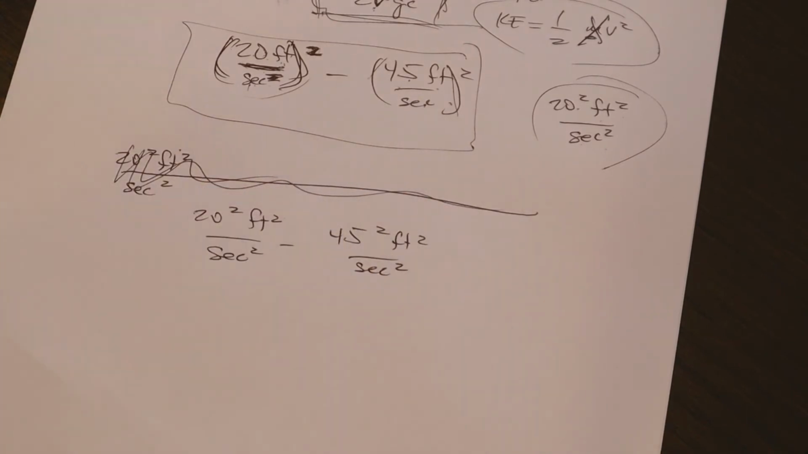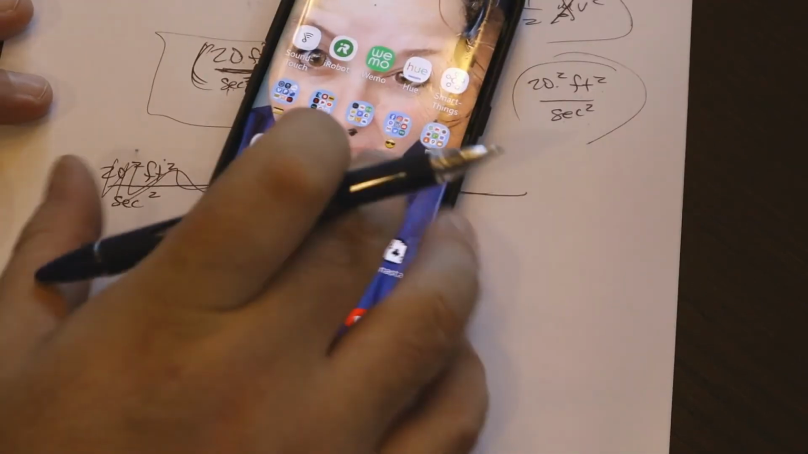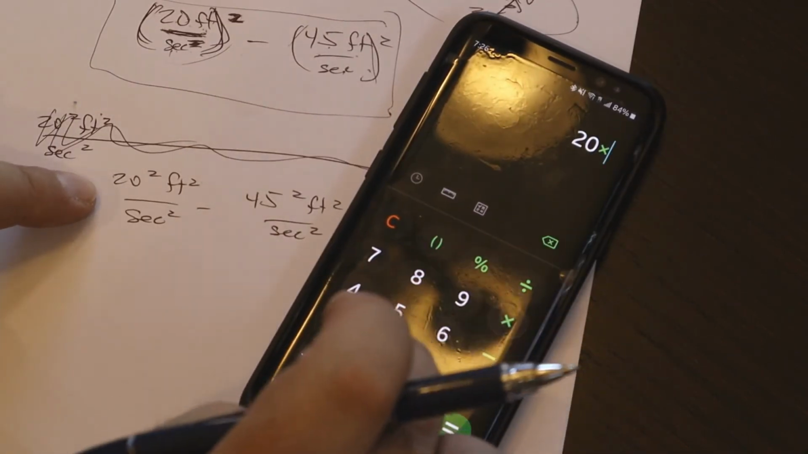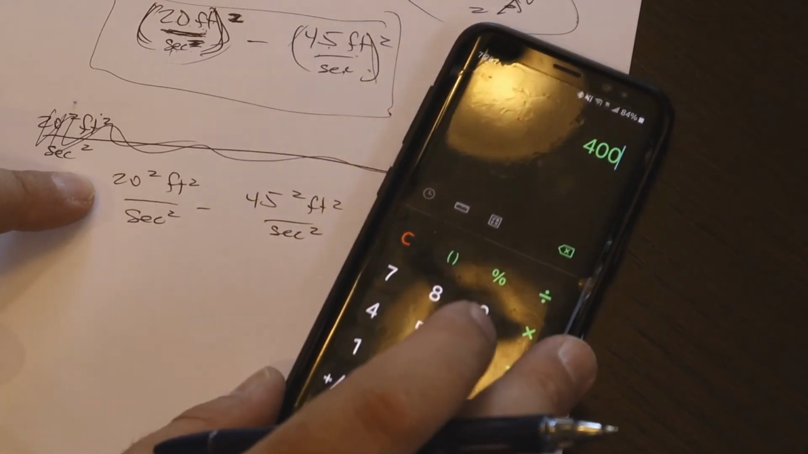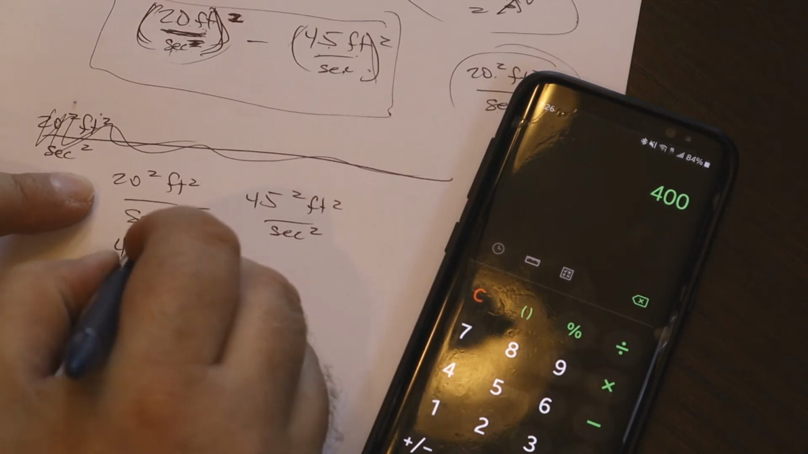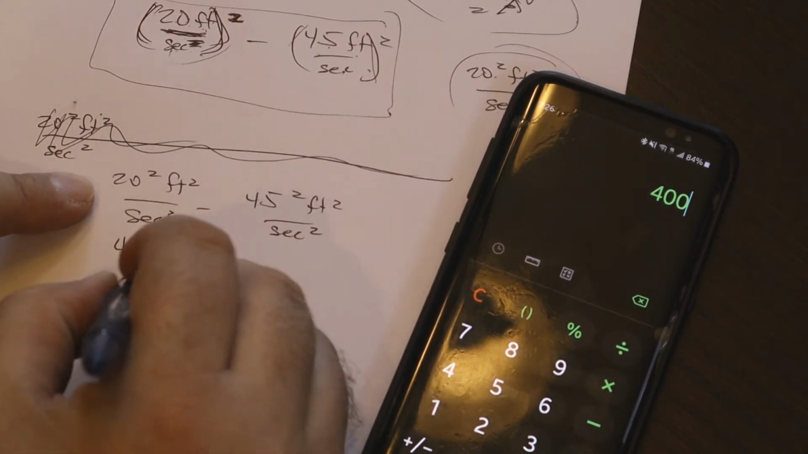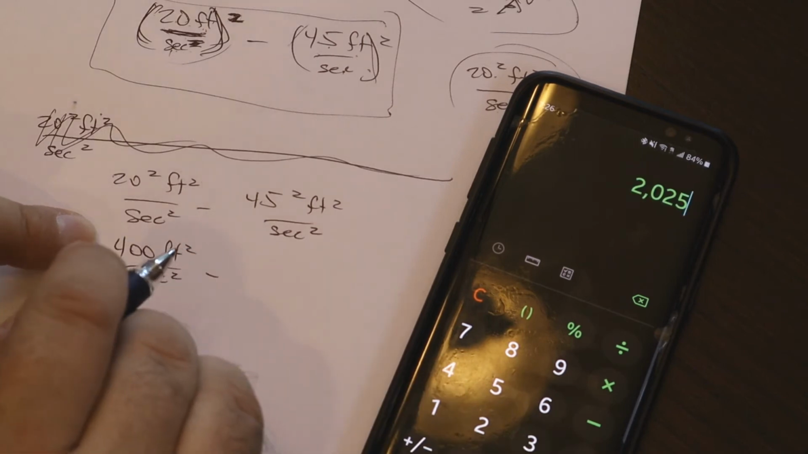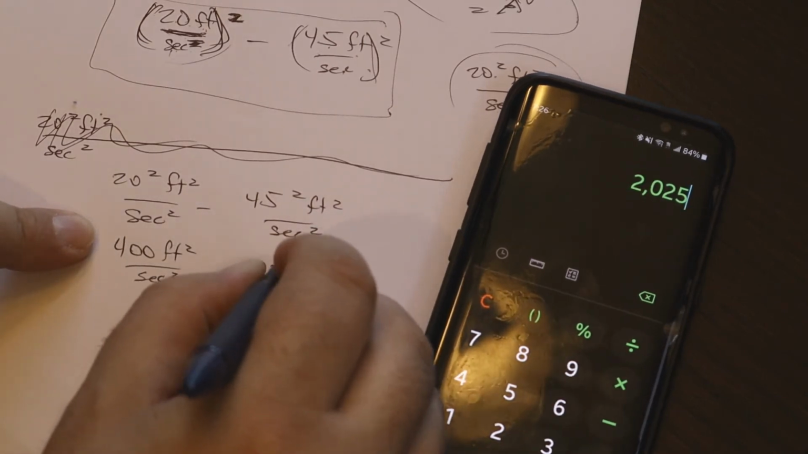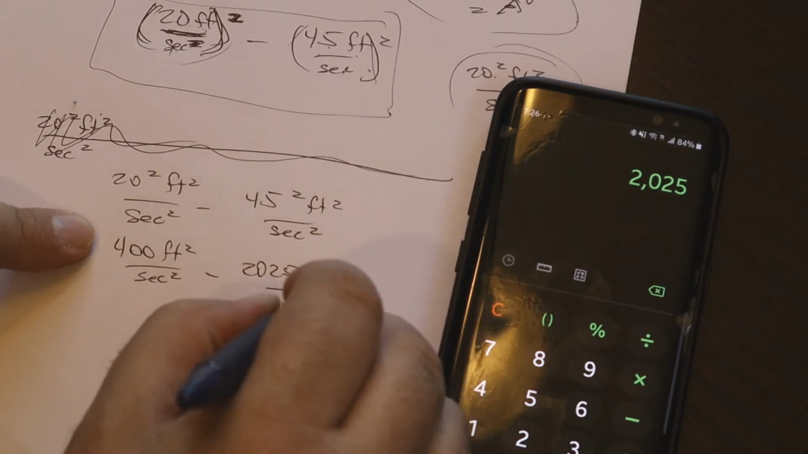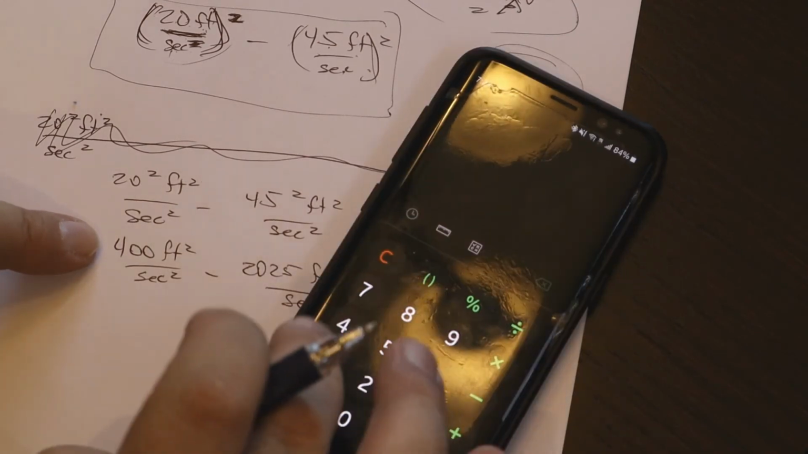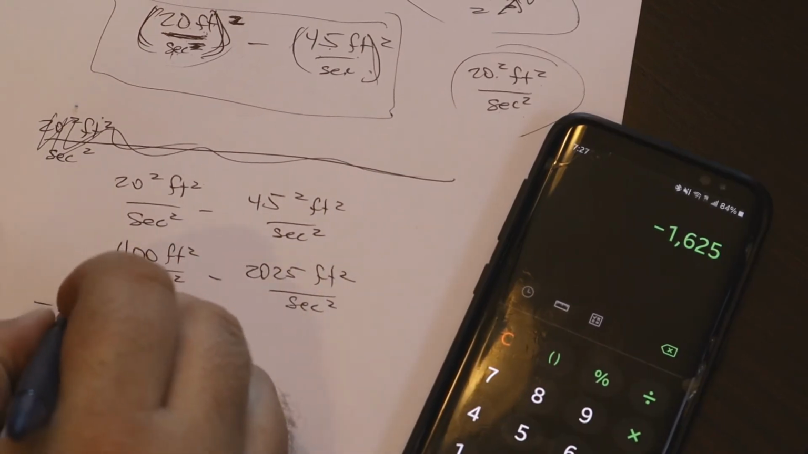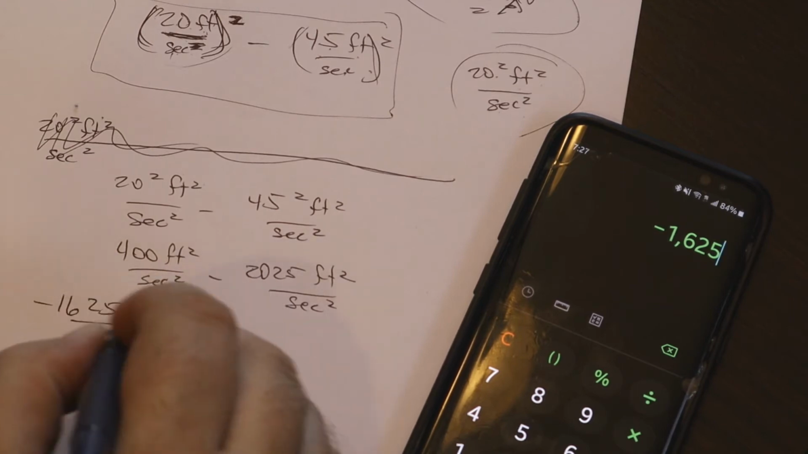All right, so let me get my handy dandy calculator here. 20 times 20, 400. All right, so 400 feet squared per second squared minus 45 times 45, 2025 feet squared per second squared. So 400 minus 2025, negative 1625 feet squared per second squared.